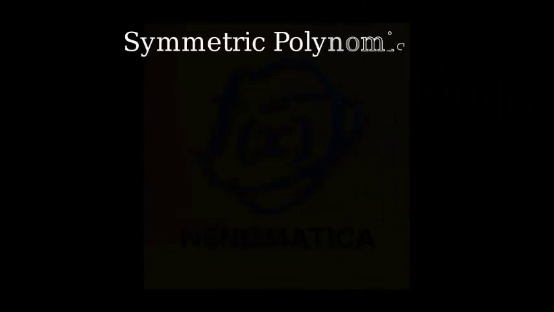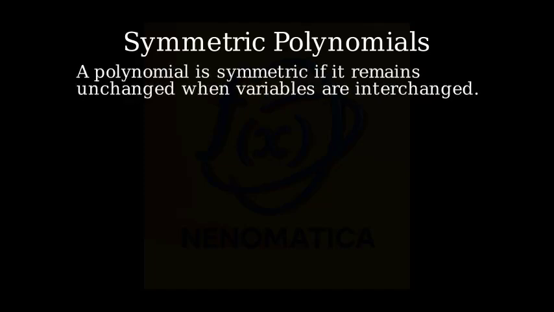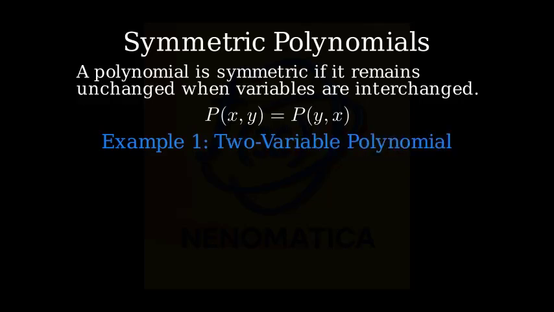Welcome to our lesson on symmetric polynomials. Today we'll learn what makes a polynomial symmetric and explore some examples. A polynomial with 2 or more variables is called symmetric if the polynomial remains unchanged when any 2 variables are interchanged. Let's look at our first example with 2 variables.